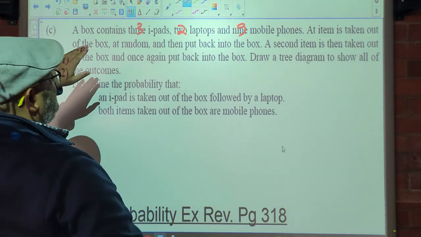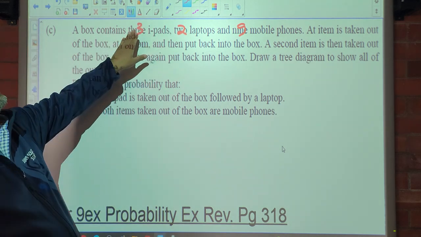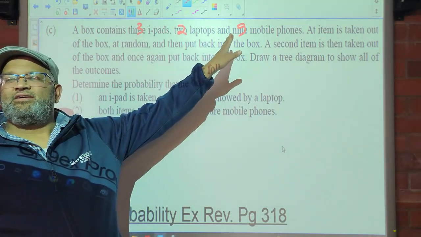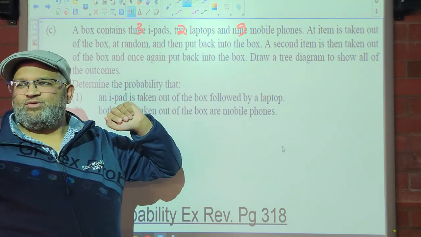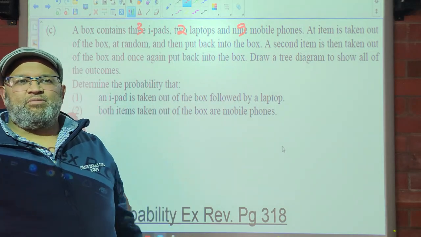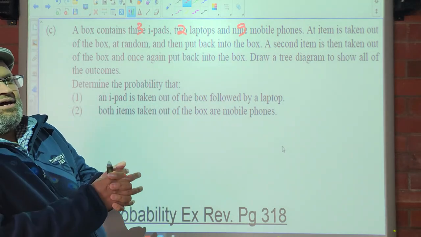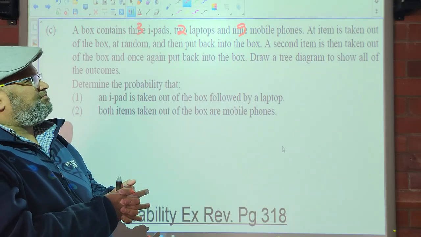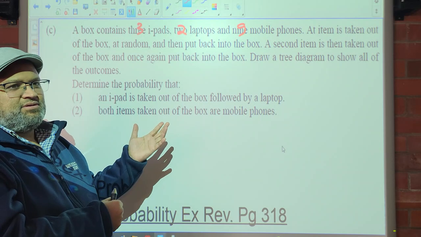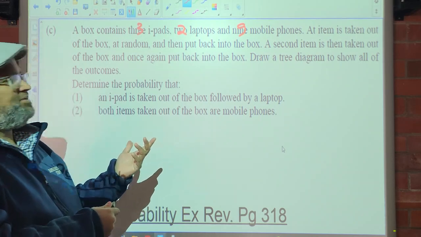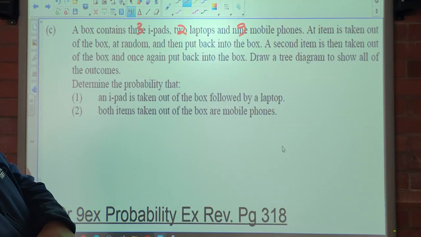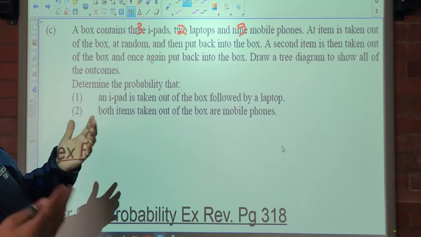We're assuming that the chance of you drawing an iPad is the same as drawing a laptop, is the same as drawing a mobile phone. We assume it's the same. But if we put our hand in a box, definitely we'll be pulling the biggest one out, not so? The chance of us pulling a laptop out would be definitely higher, not so? But here we assume that it's random, it has the same weighting.